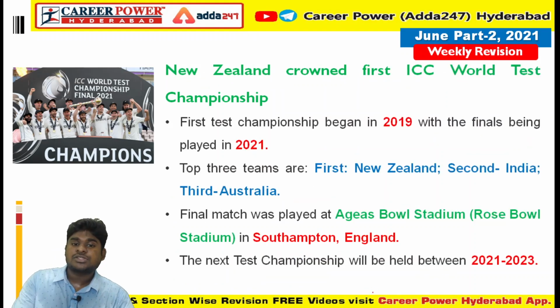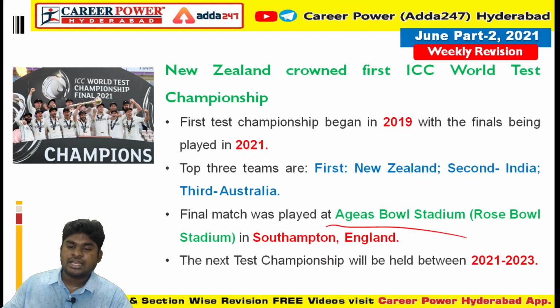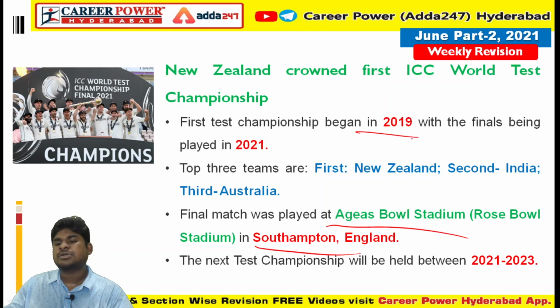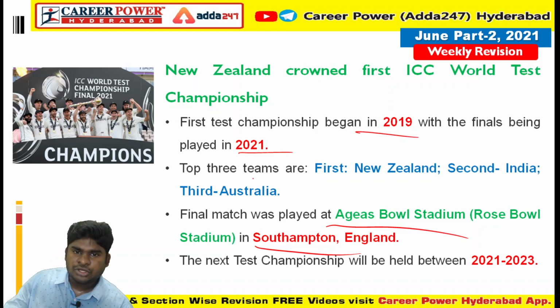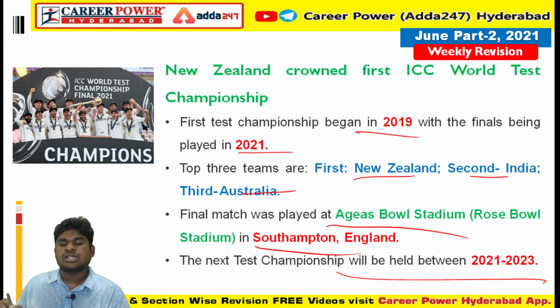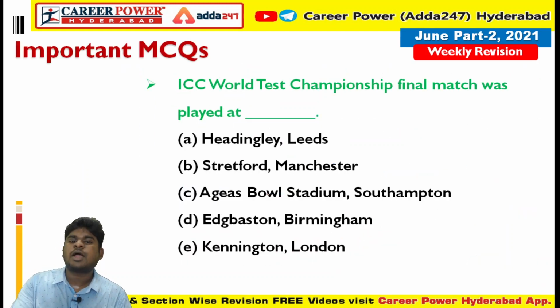Please remember, the final match was held at the Ageas Bowl Stadium, also called the Rose Bowl Stadium, in Southampton, England. This championship started in 2019 and continued till 2021. The next championship will be held from 2021 to 2023. The top 3 teams are New Zealand, India and Australia. Please remember these points because you have a next question on the same topic.